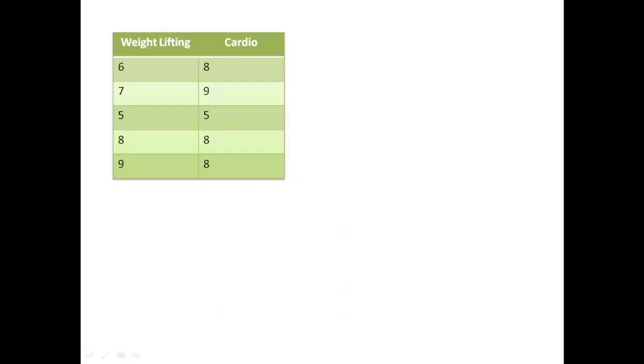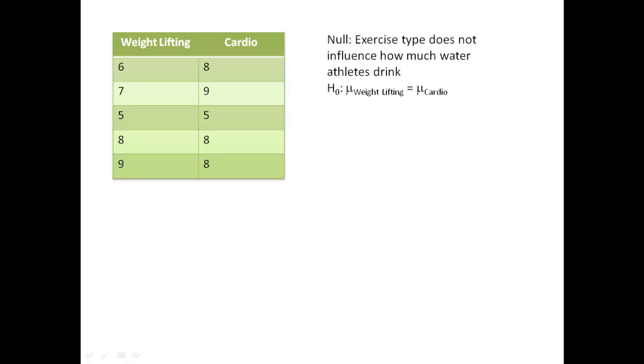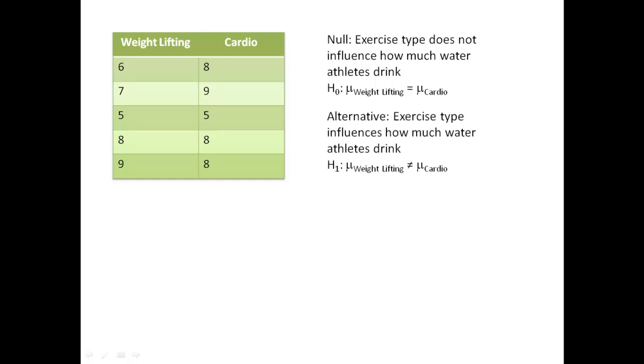As always, the first thing that we need to do is to state the null and alternative hypothesis. In this case, the null hypothesis is that exercise type does not influence how much water athletes drink. And when we state that mathematically, you say H naught is that the mean of the weightlifting group equals the mean of the cardio group. The alternative hypothesis is that exercise type influences how much water athletes drink. And you say that the alternative hypothesis is that the mean of the weightlifting group does not equal the mean of the cardio group.